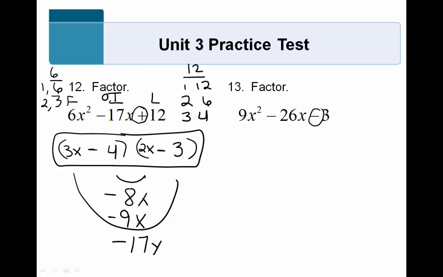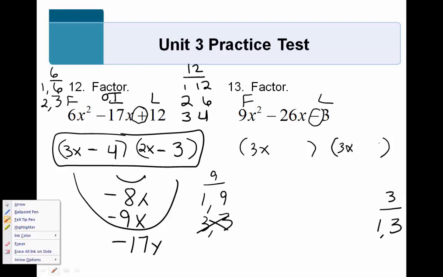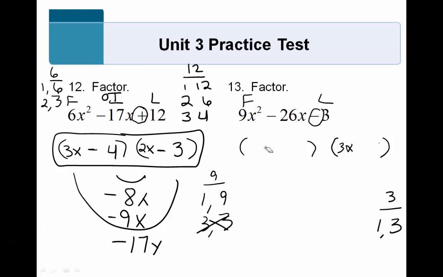My signs need to be different here. Factors of 9: 1 and 9, and 3 and 3. And then my L, notice, guys, are 1 and 3. Now think about this. If I choose my F to be 3 and 3, I'm going to put a 3x here and a 3x here. Now, if I choose my L, it'll be 1 and 3. I cannot put a 3 here or a 3 here, which means I can't use this. I'm going to have to choose a 1 and a 9. So let me go back here and get my eraser. This can't be right.